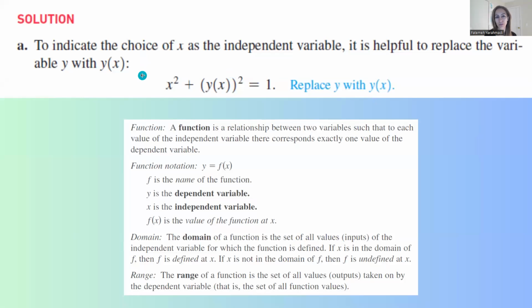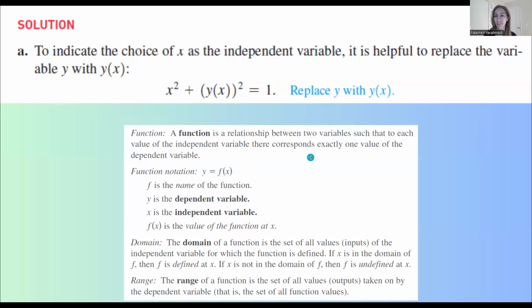First of all, we're going to replace y by y(x) because y is a function of x, like f of x. And remember the definition of a function. A function is a relation between two variables, and one of the variables is usually dependent on the other one. So far we have x squared plus y(x) to the power 2 equals 1.